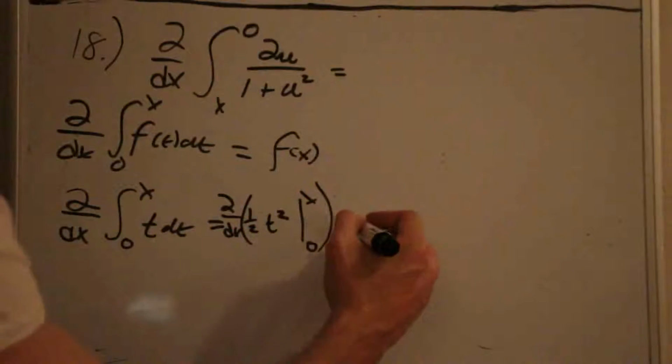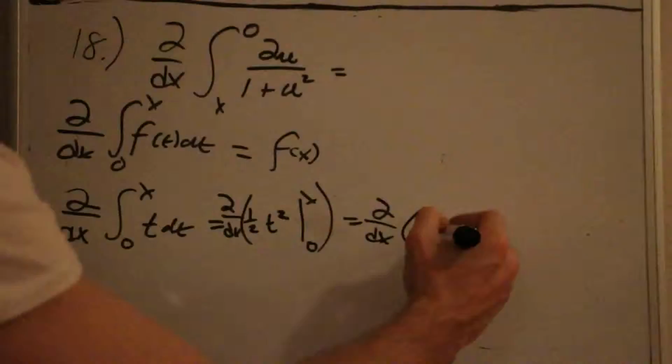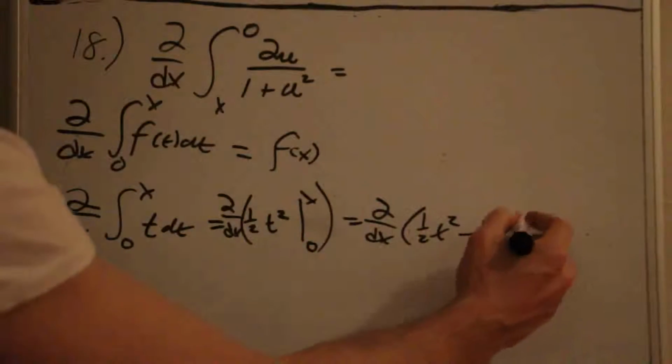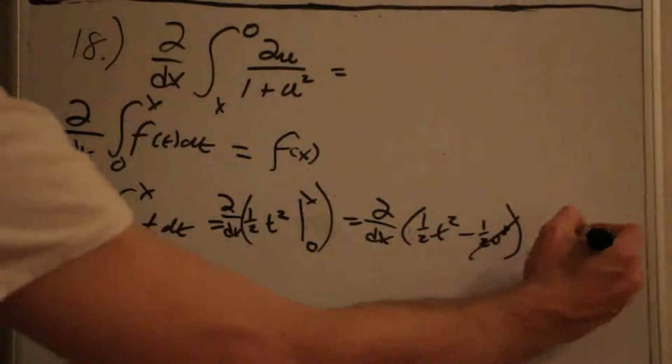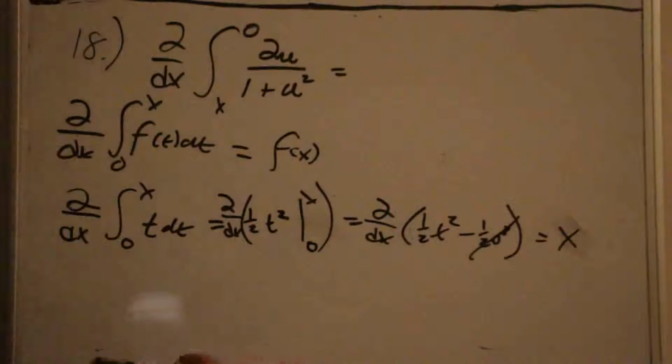So evaluating this from 0 to x, I get d/dx of 1/2 x squared minus 1/2 of 0 squared, that's just 0. The derivative of this with respect to x is just 2x times 1/2, so it just becomes x, which is the same thing as if I had just taken this and plugged in x, okay?